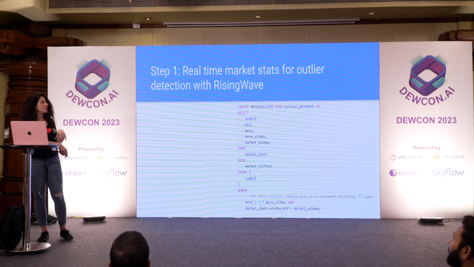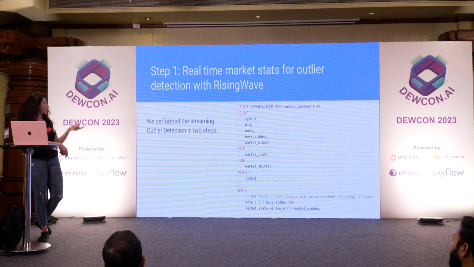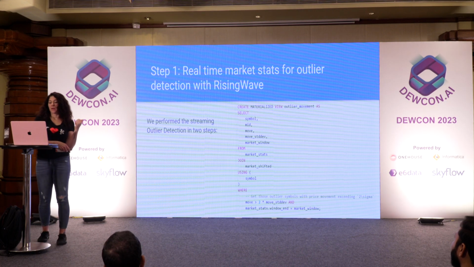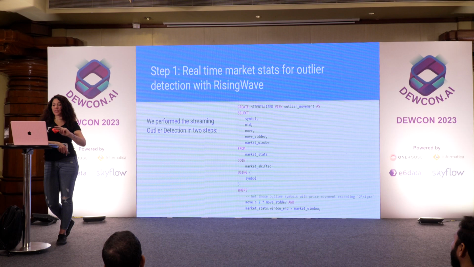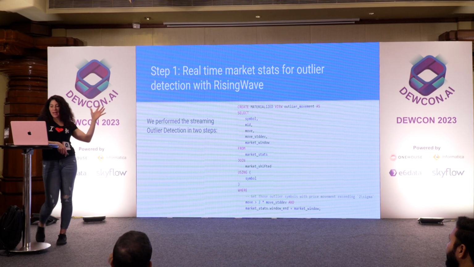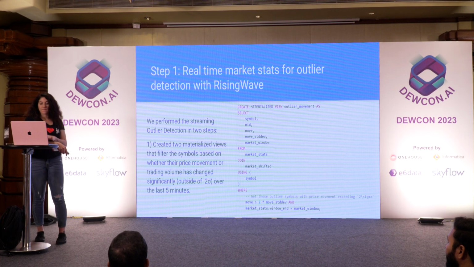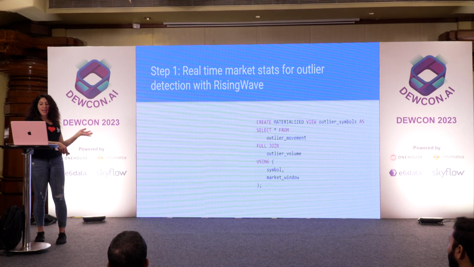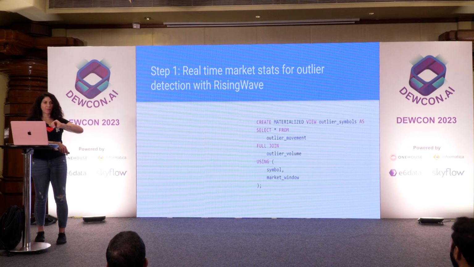Okay, and then we performed the streaming outlier detection in 2 steps. One is we created 2 materialized views that filter the symbols based on whether their price movement or trading volume has changed significantly, so outside of 2 over the last 5 minutes. And then we full joined the previous views to get the symbols that have outlier price movement, trade volume, or both.